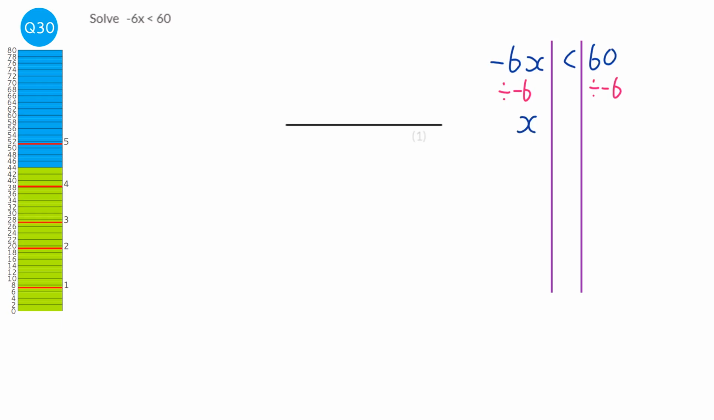And it's going to be 60 divided by -6, which will be -10. Now we've got to be really careful here, because whenever you times or divide both sides by a negative, you must switch the inequality. So instead of pointing to the left, it's now going to point to the right. So our answer is x is greater than -10.